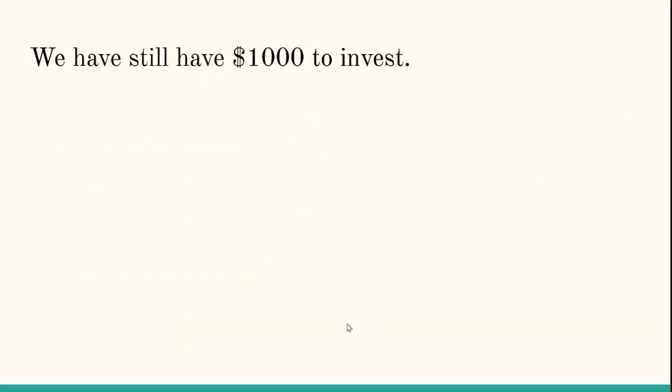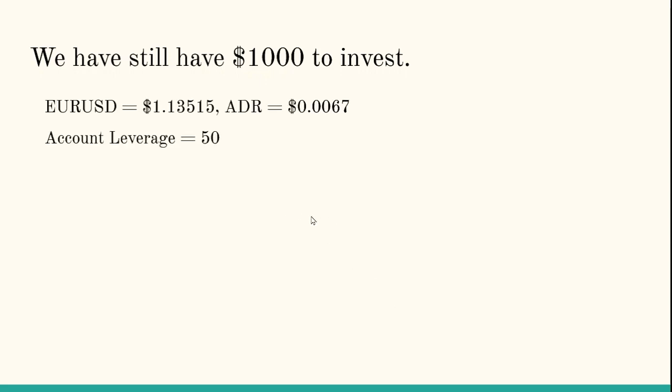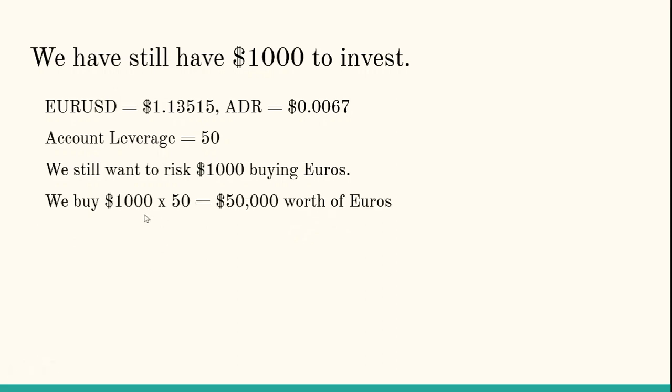So let's have a look at that. We still have $1,000 to invest. Everything is the same, but now we have an account leverage of 50. We still want to risk $1,000 buying euros, so we buy 1,000 times our leverage of 50, or $50,000 worth of euros. The next day, the price goes up by 1 ATR, and we win our trade.